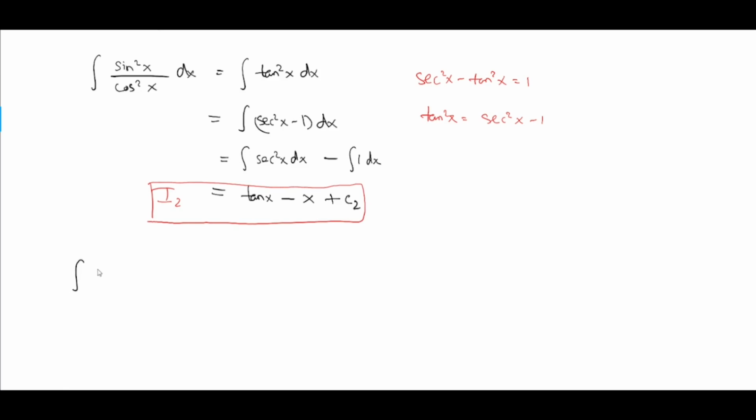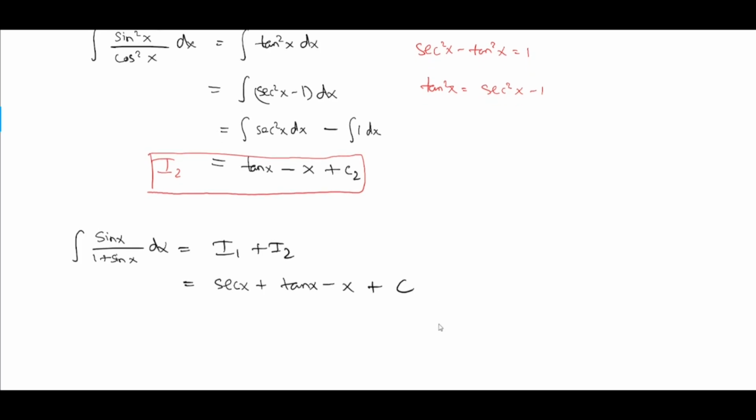We have this equation, the integral of sin x by 1 plus sin x dx. Now putting everything back, we have I1 plus I2, which is secant x plus tan x minus x plus some whole constant c. And there we have the solution.